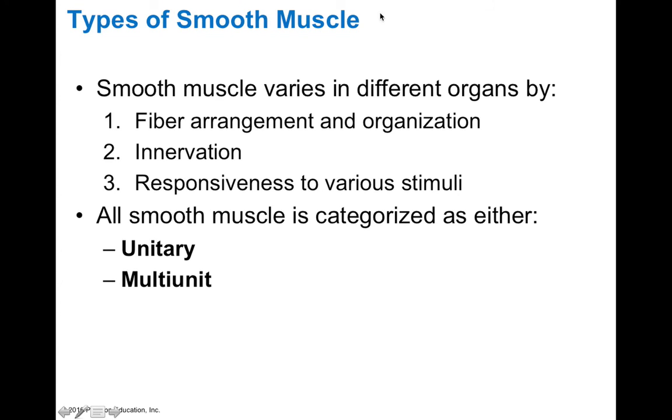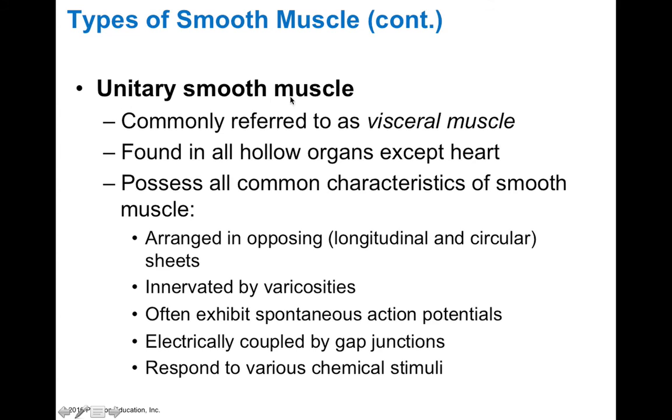Now, in terms of the types of smooth muscle, we find that there's unitary and multi-unit smooth muscle. And this is going to vary depending on different organs. So it can vary based on the fiber arrangement, innervation, and responsiveness. Unitary smooth muscle is commonly referred to as visceral muscle. You only find this in hollow organs, except for the heart, and it possesses all common characteristics of smooth muscle, like opposing circular and longitudinal sheets. It's innervated by varicosities and exhibits spontaneous action potentials, which are the pacemaker potentials. And these cells are electrically coupled by gap junctions so that currents can spread from one cell to the next. It can also respond to various chemical stimuli.